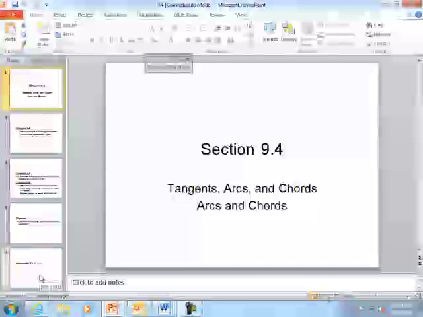Your homework is from 9.4, 1 through 13. Again, look for right triangles. If you don't see any right triangles in there, look for adding something in that could make a right triangle. Right triangles are going to be a really big deal in today's lesson.